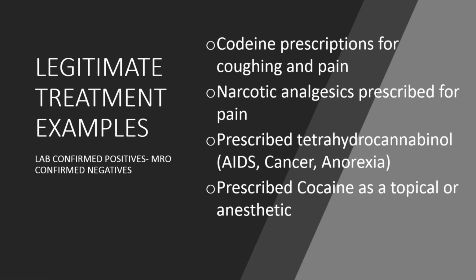So legitimate treatment examples, legitimate prescriptions, would be codeine prescriptions for coughing and pain, narcotic analgesics prescribed for pain, prescribed tetrahydrocannabinol for AIDS, cancer, anorexia, and that would tend to show up under THC. Prescribed cocaine as a topical or an anesthetic. And again, these are all within therapeutic levels that would not affect the ability to perform safety-sensitive functions. This is what the MRO is trained in evaluating.